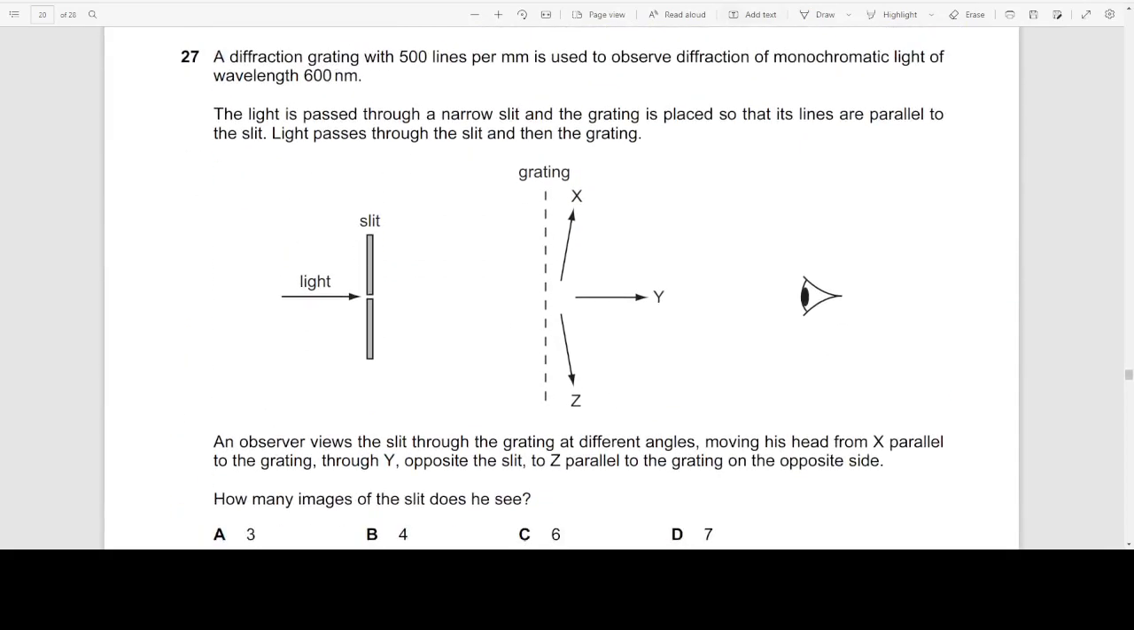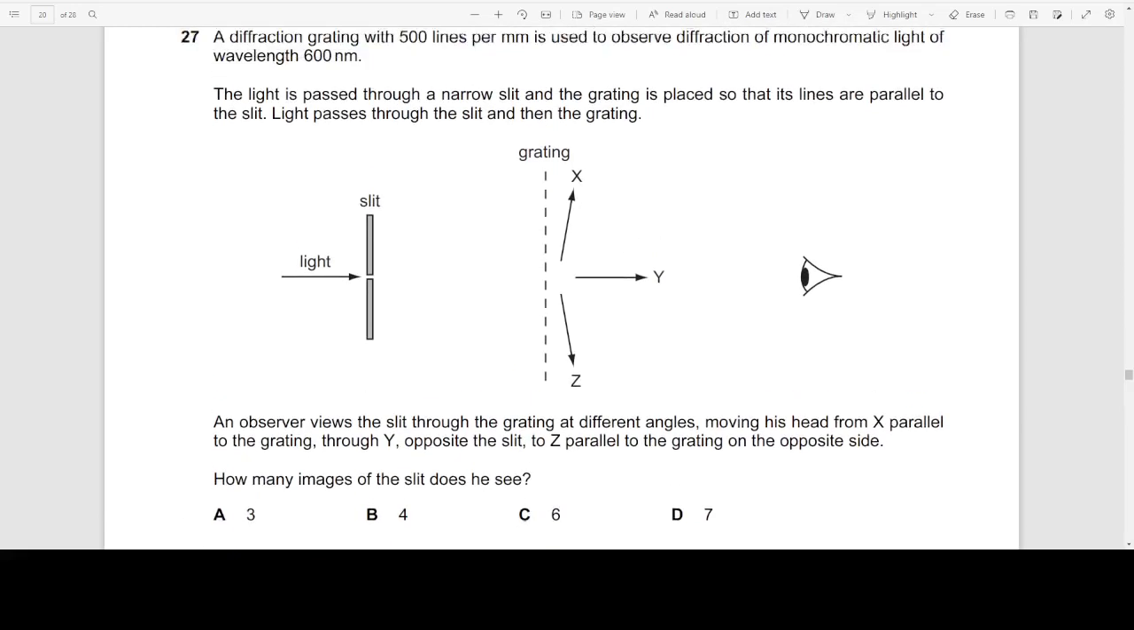Alright, moving on to question 27. This is actually an interesting question. We have to find the number of images formed as this eye goes from here till here. So we just have to find n in d sine theta equals n lambda. If we calculate n, we'll get the number of full images formed by constructive interference, not destructive.